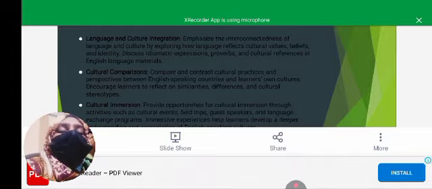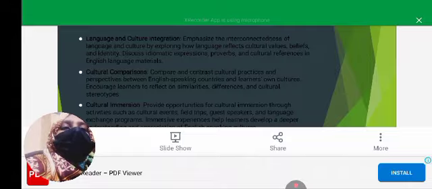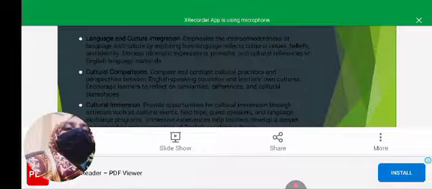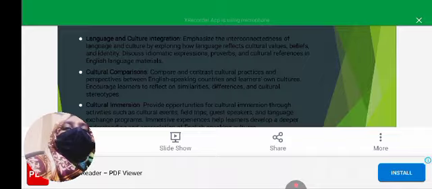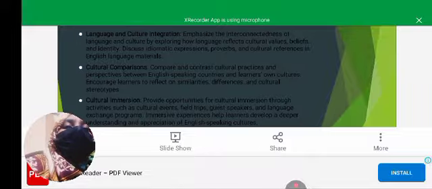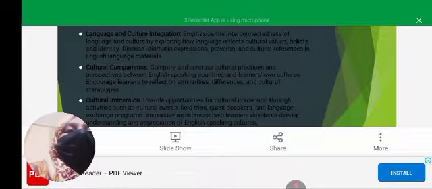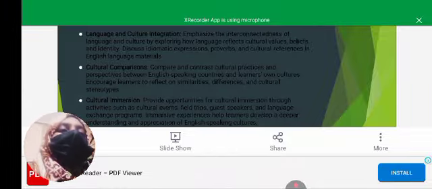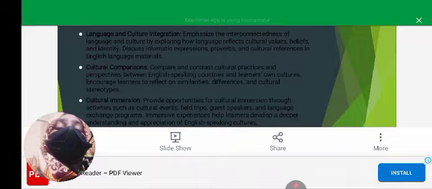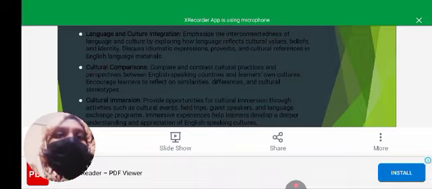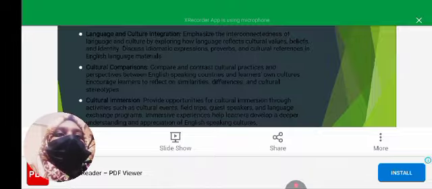Language and cultural integration: emphasize the interconnectedness of language and culture by exploring how language reflects cultural values, beliefs, and identity. Discuss idiomatic expressions, proverbs, and cultural references in English language materials. Cultural comparisons. Compare and contrast cultural practices and perspectives between English speaking countries and learners' own cultures. Encourage learners to reflect on similarities, differences, and cultural stereotypes.